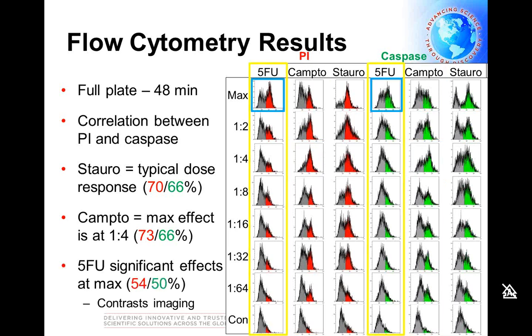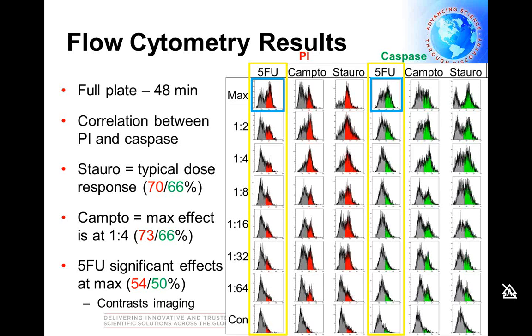However, one of the most interesting effects is that we do see significant staining with our 5-fluorouracil treatment in this case. Upwards of 50% or more of the cells stain positive for PI and caspase at our maximal concentration. And you can see a distinct, typical dose response curve as that red peak or green peak gets smaller as you move down the column. So again, this is in direct contrast to what we saw with the imaging, indicating that these two different analyses can be complementary.